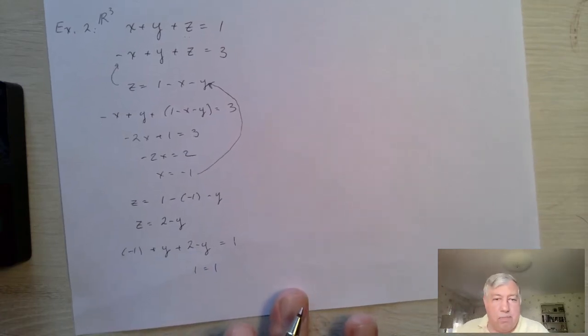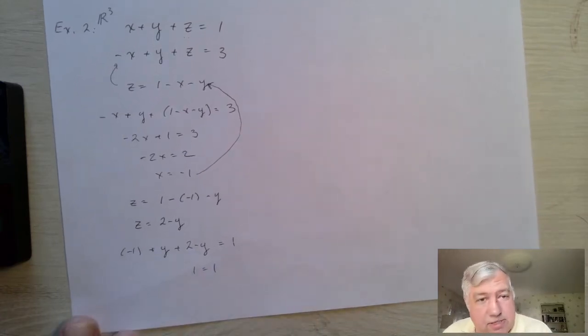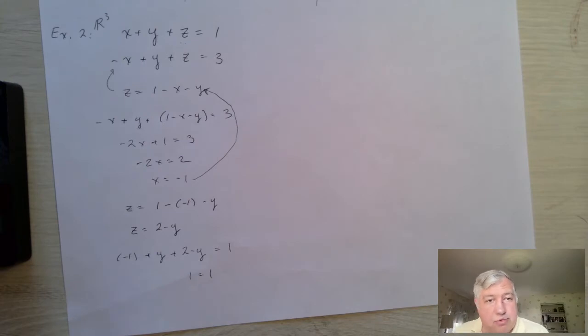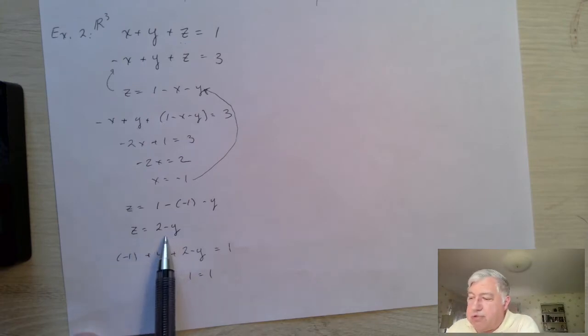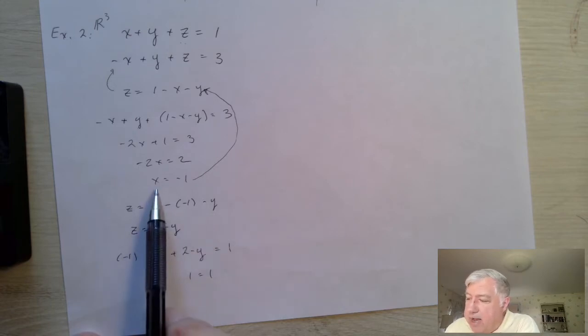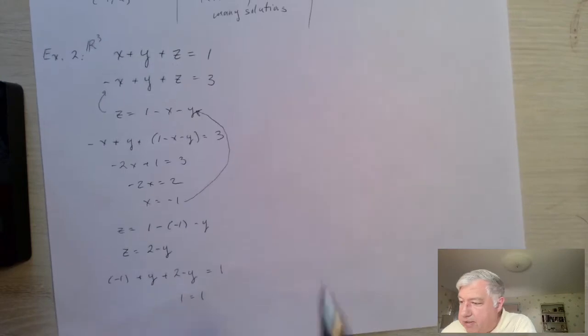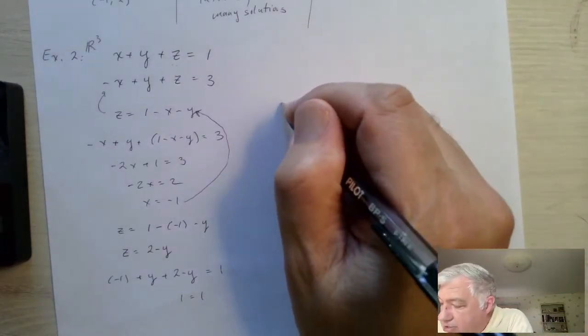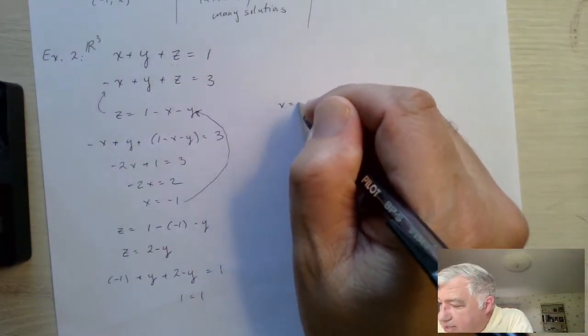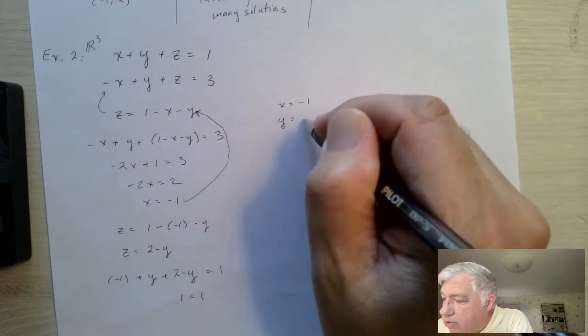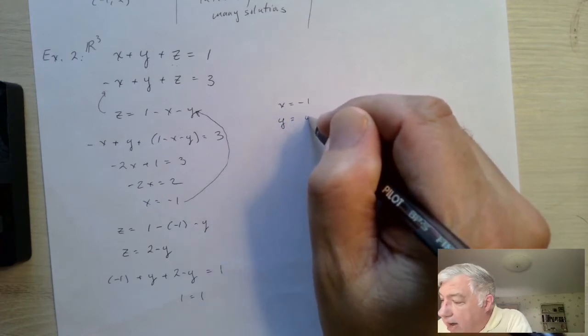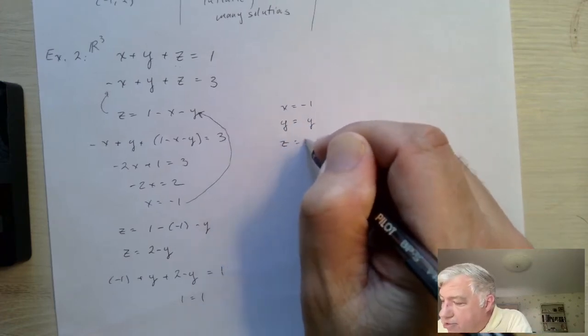So that doesn't help us, but actually it tells us that this is going to have infinitely many solutions. As long as z is equal to 2 minus y and x is equal to -1, y can be anything we want it to be. So our solution would be x equals -1, y equals y, and z is going to be 2 minus y.